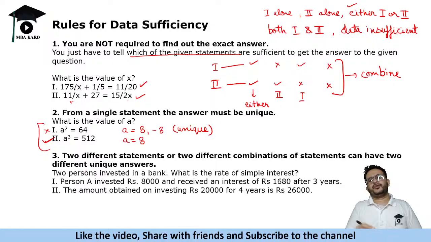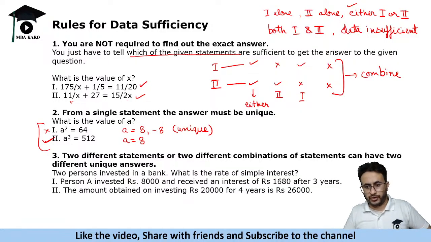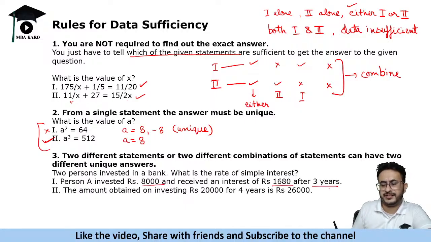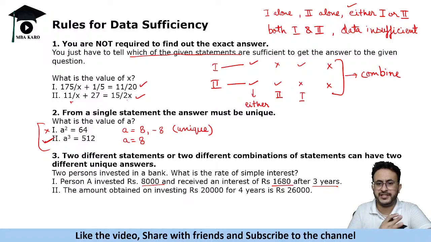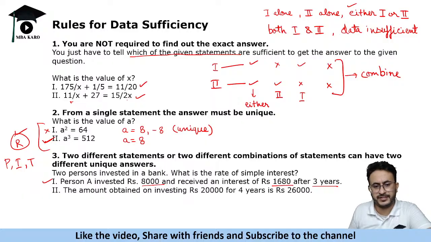Then if there are two statements or a combination of statements, they can have different unique answers. Now some students complain that the question is wrong. For example, if you take this case, you need to tell what is the rate of simple interest. A person invested 8,000 and received an interest of 1680 in 3 years. Now as per the rule of data sufficiency, you are not supposed to calculate the rate of interest. You should tell, can you answer this question? Yes, I am given P, I am given I, I am given T, so I can find R. So I can find the answer using one alone.